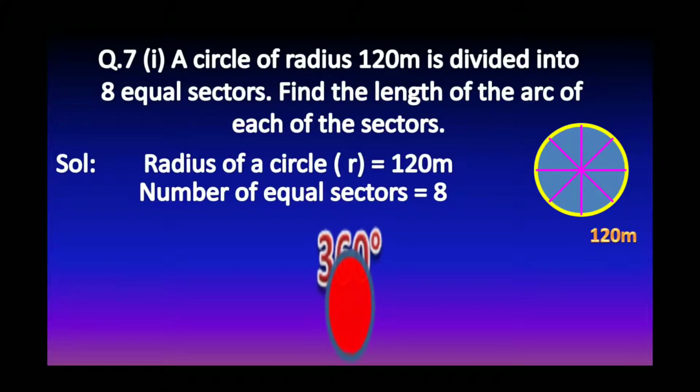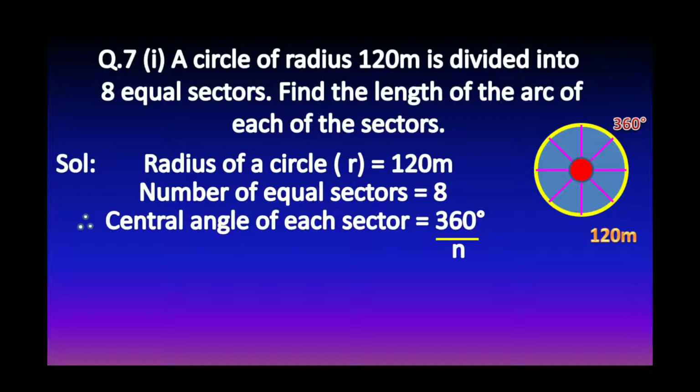We know the central angle of the circle is 360 degrees. So to find the central angle of the sector, we need to divide 360 by the number of equal sectors, that is 8. So theta is equal to 360 divided by 8, where theta is the central angle of the sector. Now 360 divided by 8 is 45 degrees. So the central angle of each of the sectors is 45 degrees.